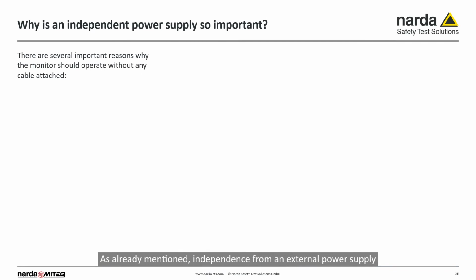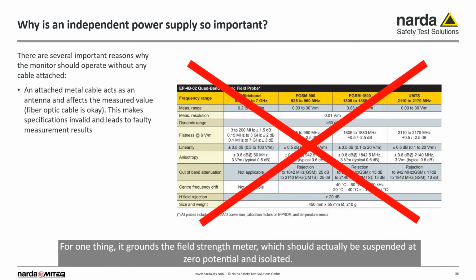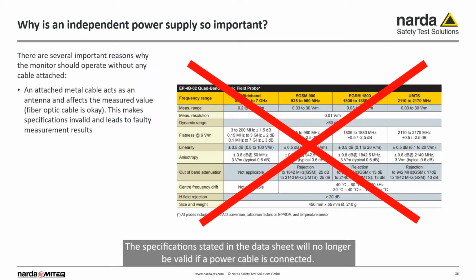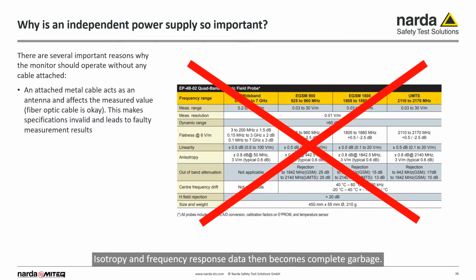As already mentioned, independence from an external power supply is an important factor for an area monitor that measures electromagnetic fields. A power supply cable to a field strength measuring device is really a no-go. For one thing, it grounds the field strength meter, which should actually be suspended at zero potential and isolated. And it also acts as an additional antenna. The specifications stated in the datasheet will no longer be valid if a power cable is connected. Isotropy and frequency response data then become complete garbage.